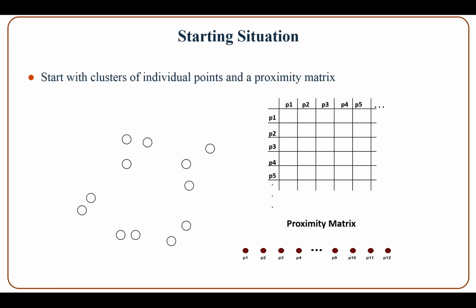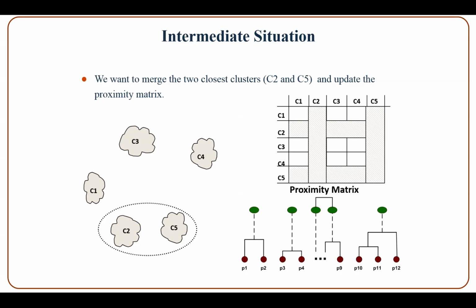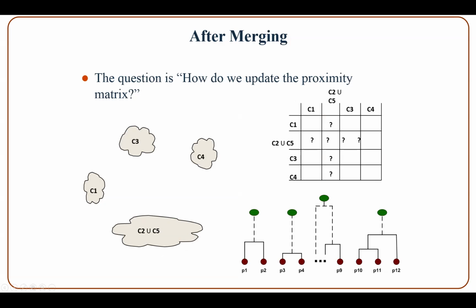Let's look at the illustration. We start with clusters of individual points and also a proximity matrix. After some merging steps, we have some clusters, and we want to merge the two closest clusters, C2 and C5, and update the proximity matrix. And that's a question: how do we update the proximity matrix?